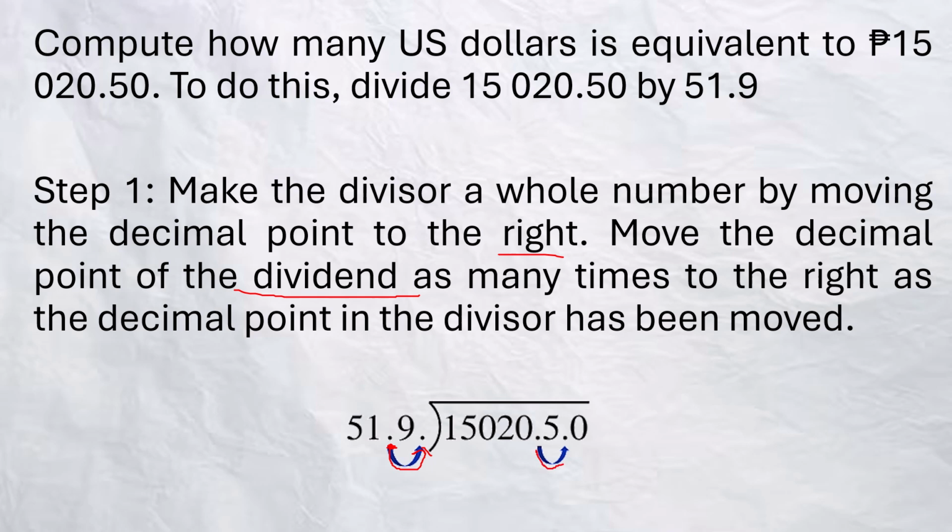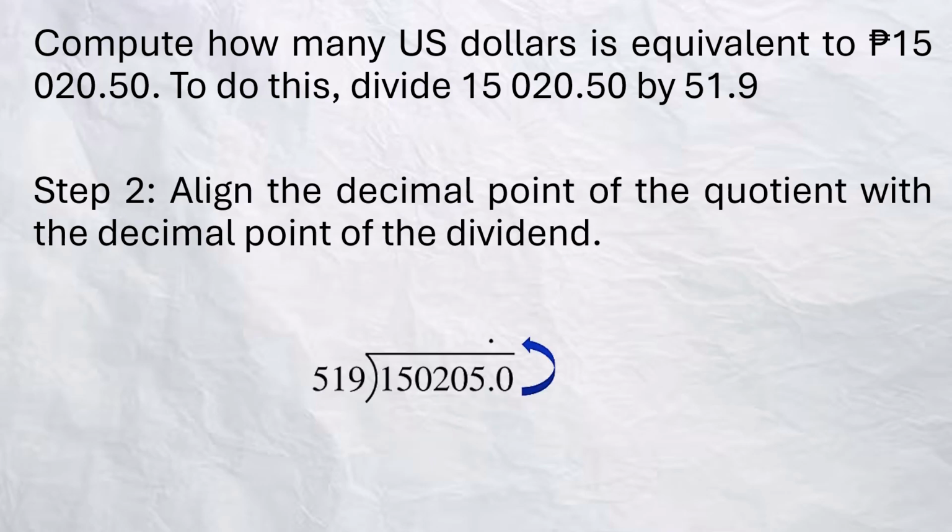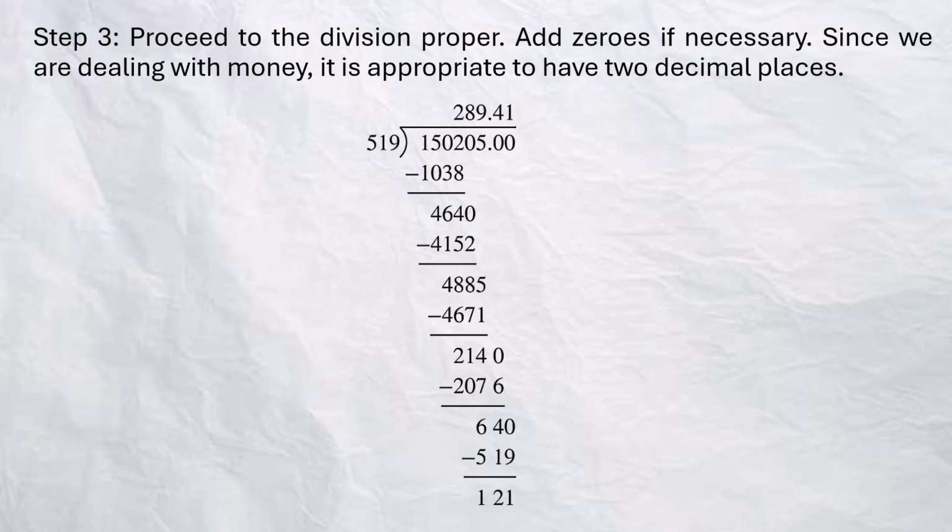So this is now your next step. Align the decimal point of the quotient with the decimal point of your dividend. Make sure that the decimal point in your dividend is aligned to your decimal point in your quotient. For step 3, we can now proceed to the division proper. Add zeros if it is necessary. Since we are dealing with money, it is appropriate to have at least 2 decimal places.